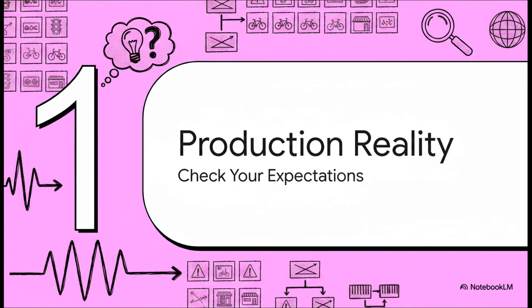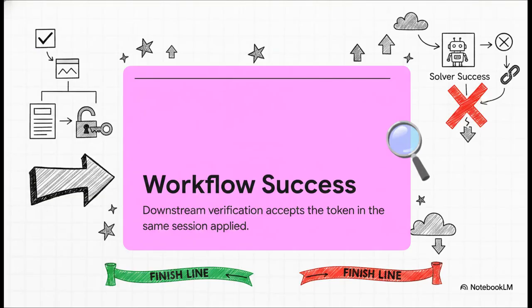Let's dive right into Section 1, the production reality check. Before we write a single line of code, we really need to rethink what success actually means here. We're talking workflow success versus solver success. Look, it's incredibly common to stare at your dashboard, see a CAPTCHA solved message, and think you're done. But if the downstream protected workflow, like an actual form submission or a login attempt, still fails, then capturing that token absolutely does not matter. The token is not the finish line, downstream acceptance is the finish line.